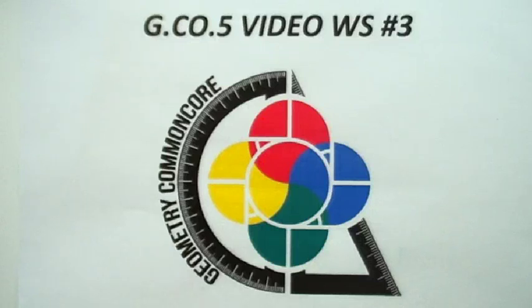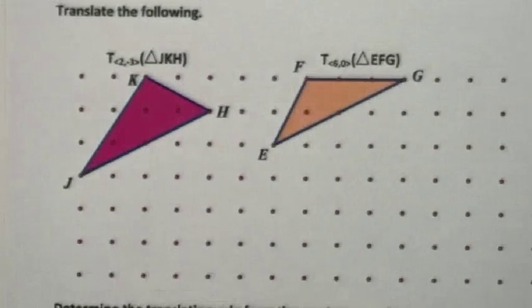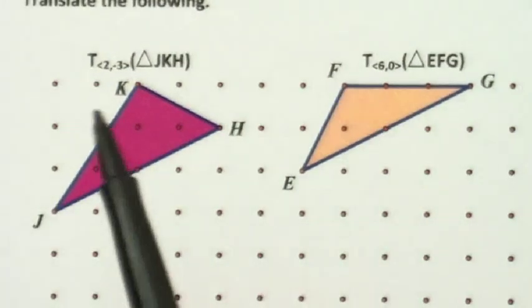Alright, this objective is GCO 5. We're looking at worksheet number 3. Worksheet number 3 deals with translations. So let's first just look closely at notation here.